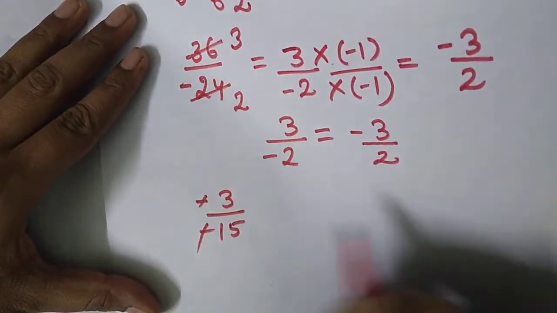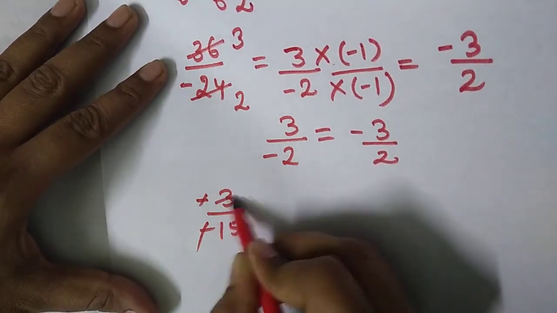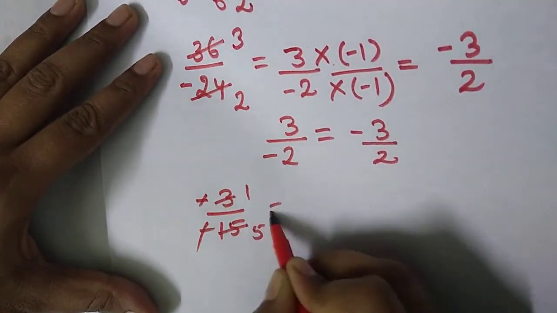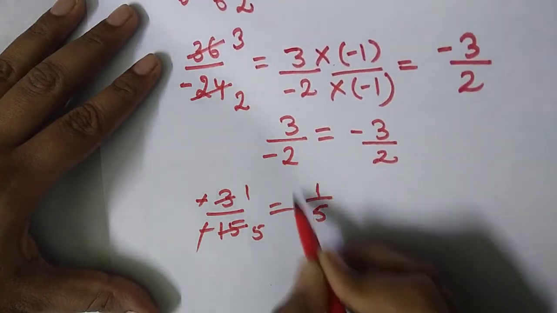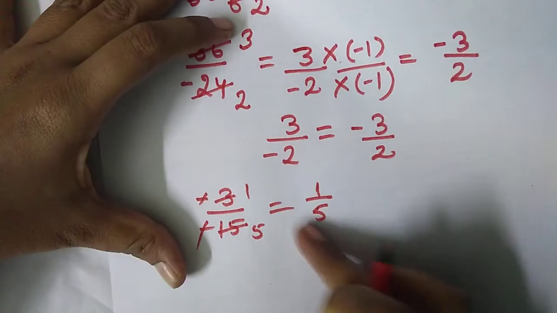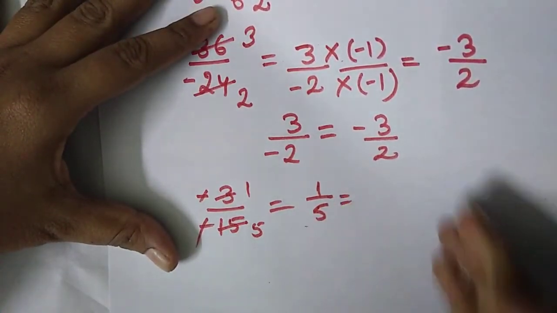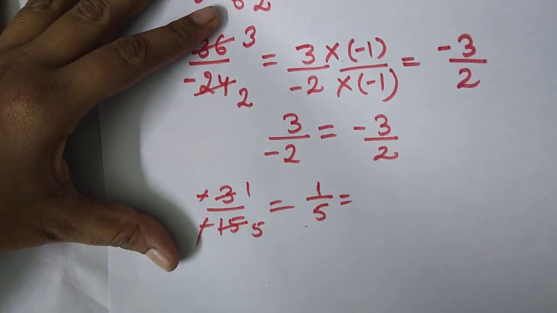Are they in simplest form? No, they are not in simplest form because they get cancelled: 3 1s are 3 and 3 5s are 15. Now this is the standard form, as the numerator and denominator are in simplest form. This fraction is in simplest form and the denominator is positive. So this is the standard form of a rational number. The number must be in simplest form and the denominator must be positive. Okay, I hope this topic is clear to you.